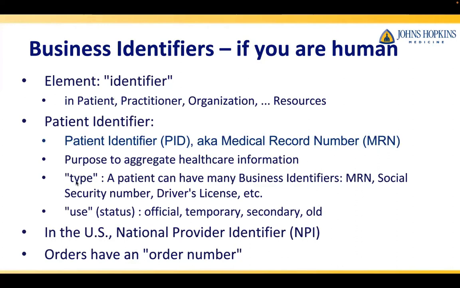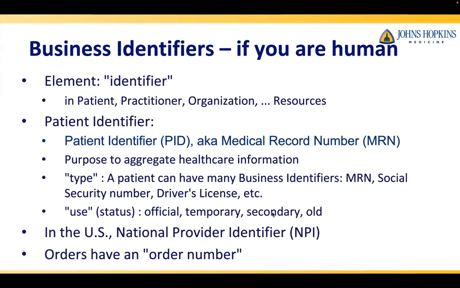Another part of the patient identifier is a type, because there are all different types of identifiers that a patient can have. They can have a medical record number, a social security number, a driver's license number, and about 15 other different types of identifiers defined by HL7. There's also the use, or the status, of an identifier. It can be official. For example, a medical record number is probably going to be an official medical record number. It can be temporary, however, if the patient came in through the ED and they didn't have identification at the time, and so they had to assign them a temporary medical record number.